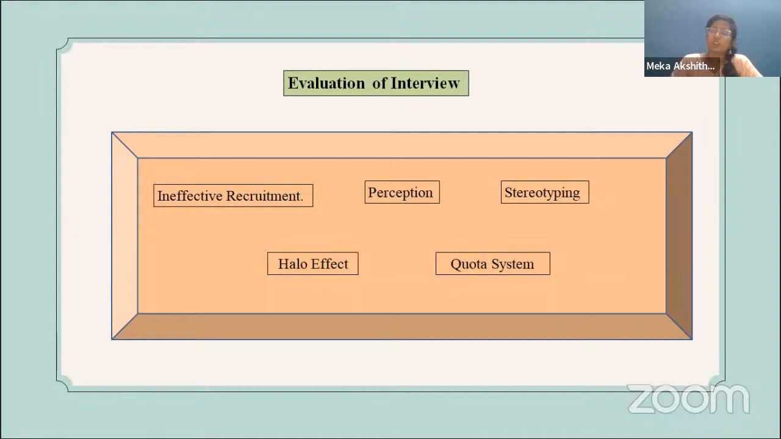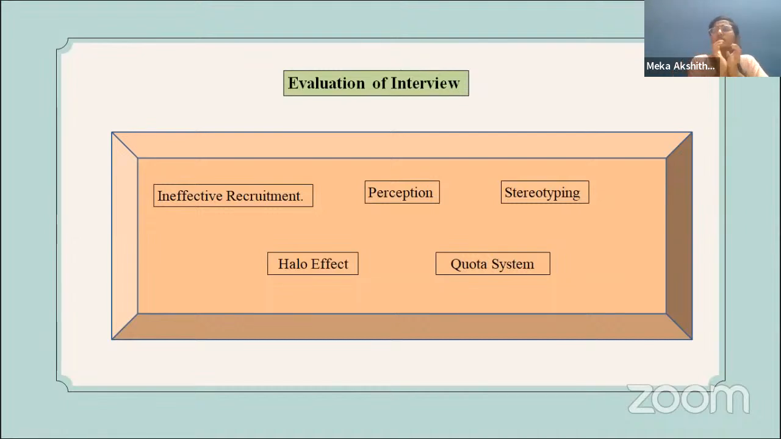So we should be focused that any type of physical appearance bias or halo effect shouldn't be there in the interview process. And we have also discussed in our previous classes, when we were talking about impression management, the primacy effect and the recency effect, right?